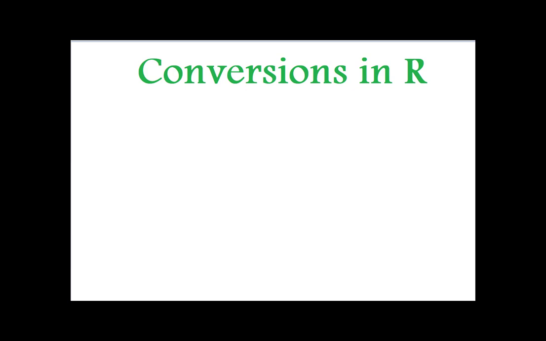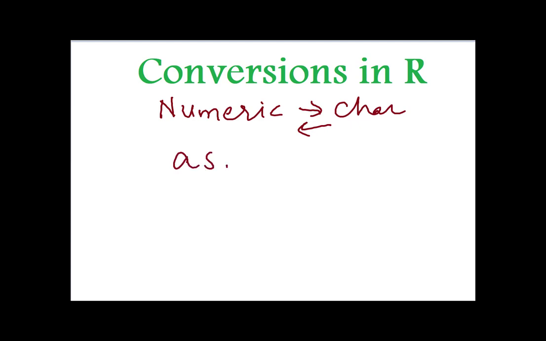Before moving towards the vectors, let's talk about conversions in our programming language. And by conversions, we mean the conversion from numeric to character and from character back to numeric. So if you want to convert any scalar variable from numeric to character, you can use the function as.character, and you can write your numeric variable, for example x, inside it.